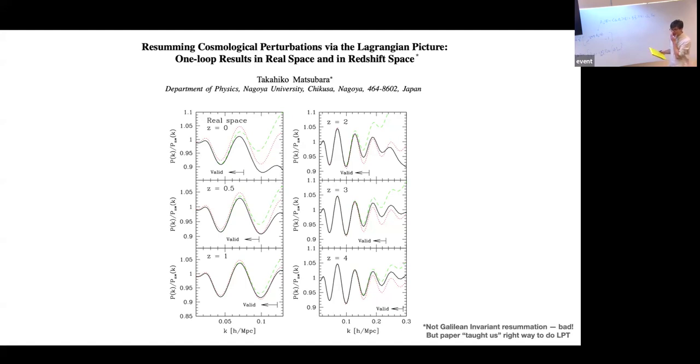Okay. So at what k would you expect this to fail? Well, here the k scale, when delta is order 1, is not the 6 megaparsecs.